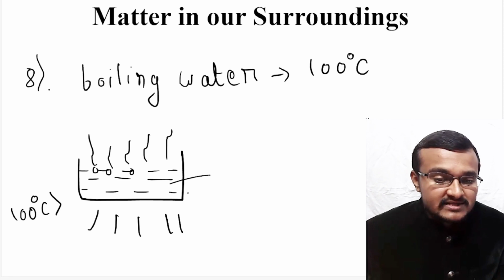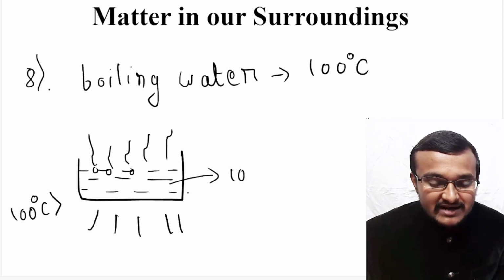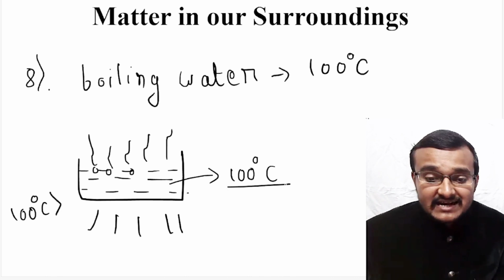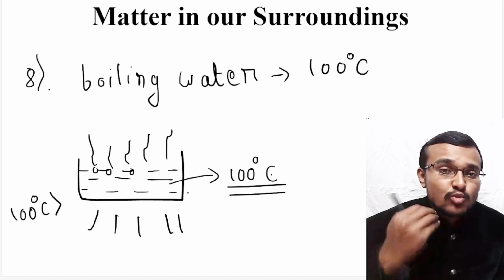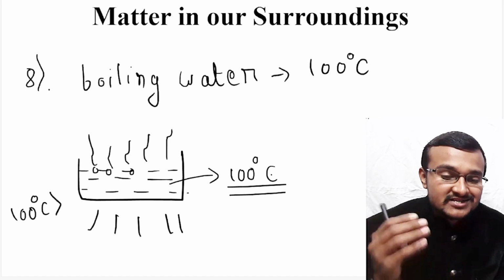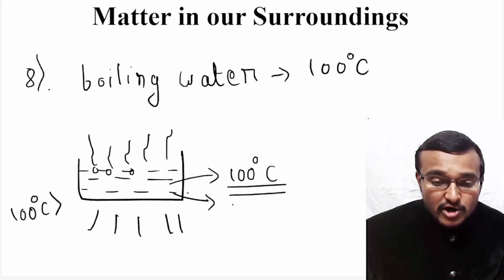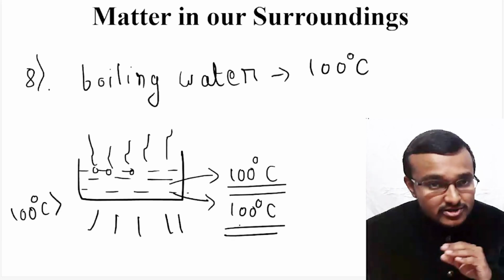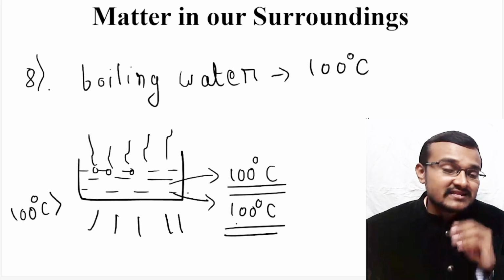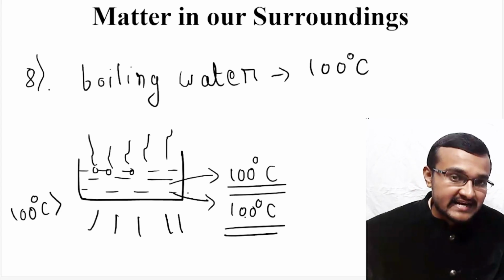But if you keep a thermometer in this water and check the temperature, it will be 100 degrees Celsius itself. That means even though you are supplying more and more heat, the temperature of the water will be 100 degrees Celsius itself. It will not be more than 100 degrees Celsius. Then where did that extra amount of heat go?